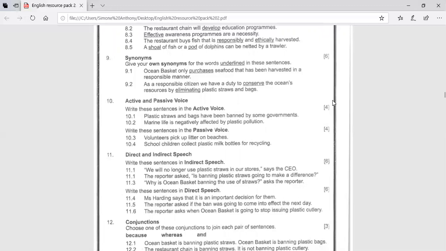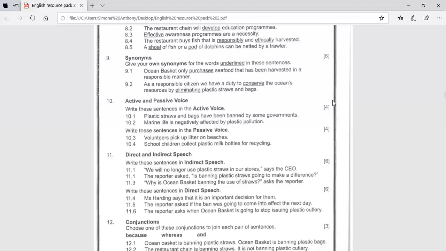9.1, Ocean Basket only purchases seafood that has been harvested in a responsible manner. So for purchases, another word would be buy. 9.2, as a responsible citizen, we have a duty to conserve the ocean's resources by eliminating plastic straws and bags. So there it would be conserve. The synonym for conserve would be to save, protect, or look after. Eliminate would be getting rid of completely or doing away with.